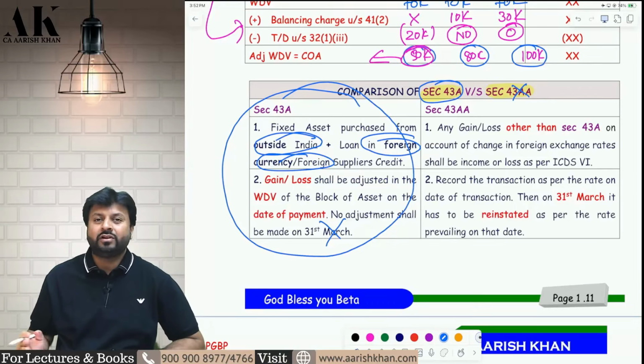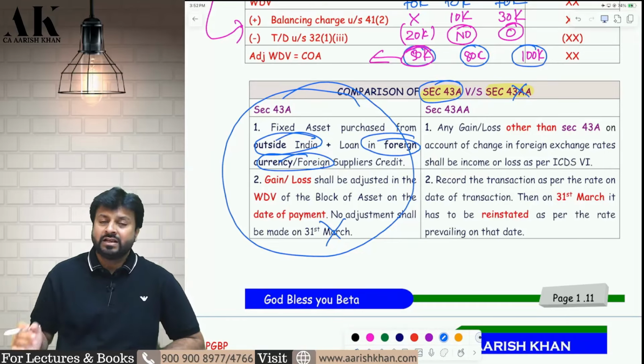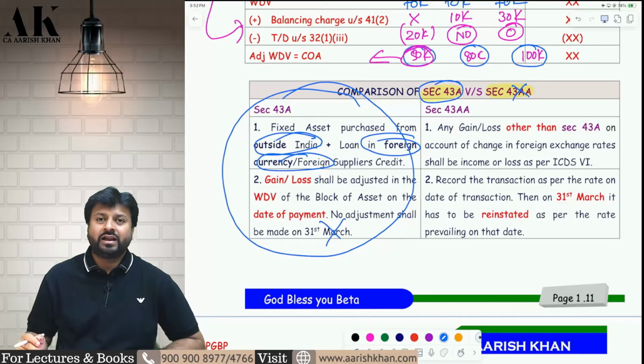Otherwise not. What about other forex gain and loss? What if there is a forex gain or loss on debtors, on suppliers, on translation of foreign branches, on forward contracts, on options, and many other things? Forex gain or loss can come, correct or not?